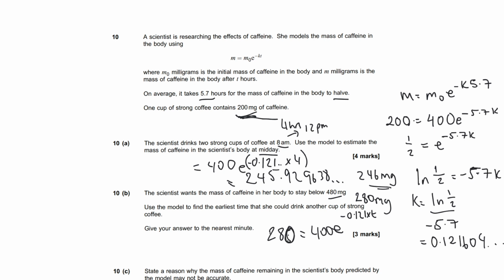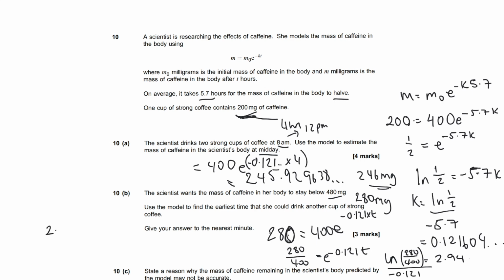We're going to work out what that t value is. If we rearrange this, 280 over 400 is equal to e to the power of minus 0.121t. To rearrange this, we take ln, aka log e, so ln of 280 over 400 is equal to minus 0.121t. Then to work out what t is, divide that by minus 0.121, and in your calculator that would give you an answer of roughly 2.94, to three significant figures. So now we know what the time is, that's in hours.